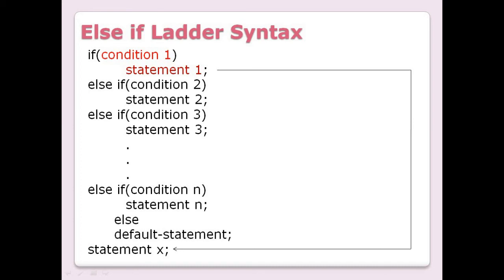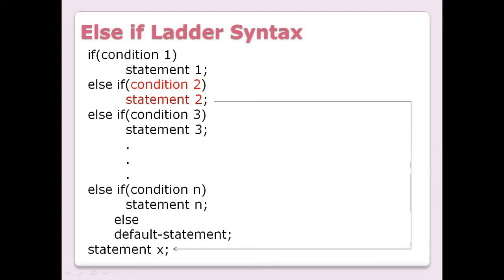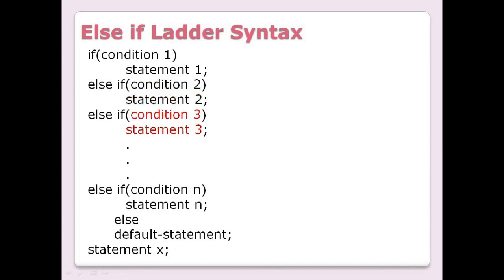Suppose condition 1 is not true, then it will check condition 2. If condition 2 is true, it will execute statement 2 and then it will go to statement X as seen before. If condition 2 is also not true, it will go with the next condition. It will repeat until the nth condition. If the nth condition also fails, it will execute the default statement and then statement X.